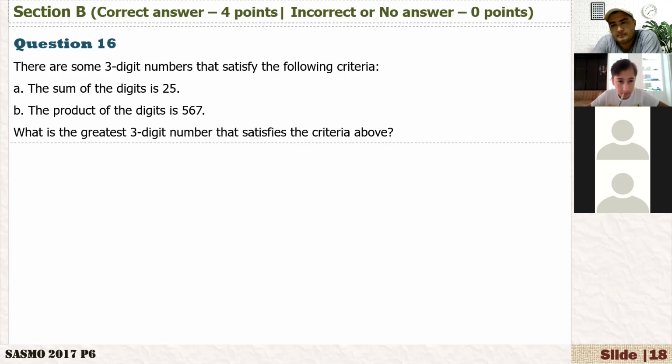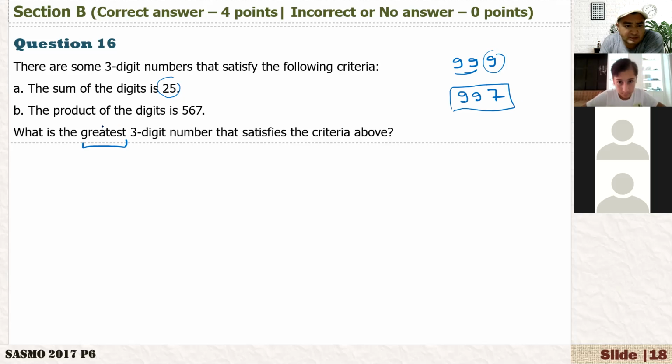Any 3-digit number, but among these, you need to find the greatest one, right? So Rahim, how do you first find the greatest 3-digit number? You should start from 9. Actually 999 is the greatest number. But here it says that the sum of the digits is 25. So I try to keep this one unchanged. That's 18. This one is 7. So with 997, the sum of the digits is 25. That is the greatest 3-digit number where the sum of the digits is 25.